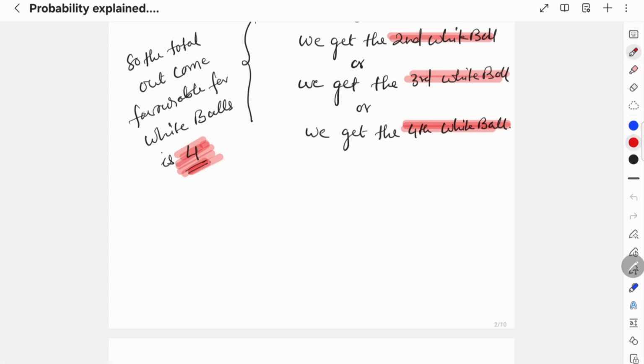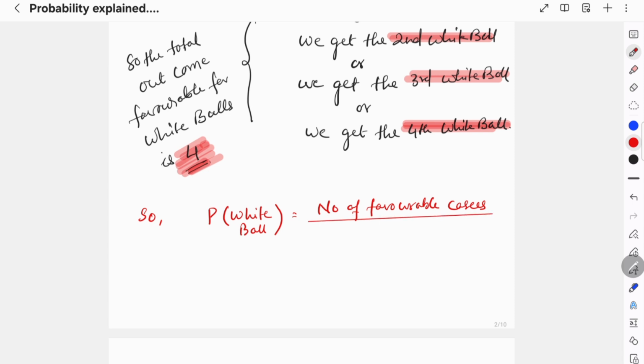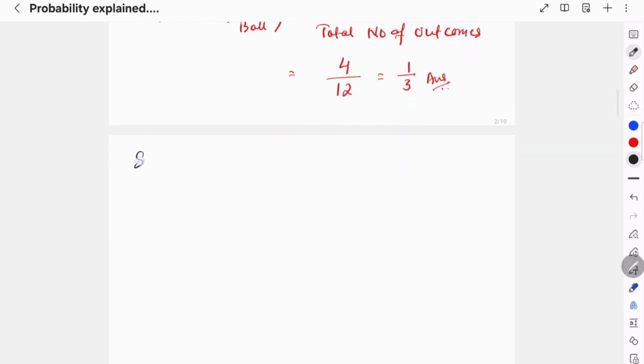So the probability of getting a white ball will be the number of favorable cases divided by the total number of outcomes. The number of favorable cases is 4 and the total outcome is 12. So the probability of getting a white ball will be 1 by 3. So this is our answer.